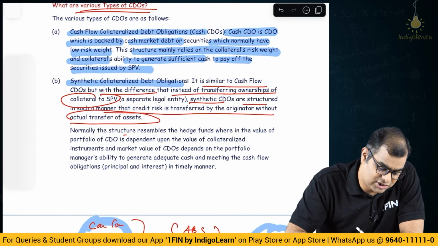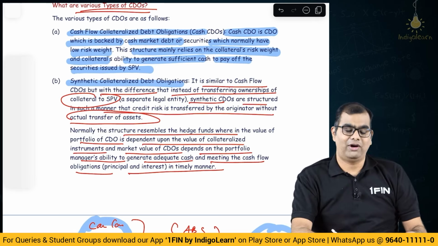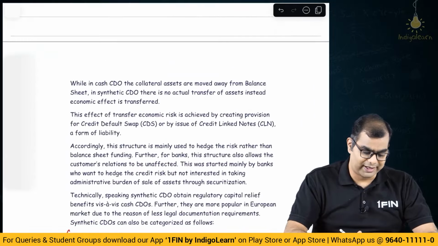Okay. Normally, the structure resembles hedge funds, wherein the value of the portfolio of CDOs depends upon the value of collateral instruments, and the market value of the CDO depends on the portfolio manager's ability to generate adequate cash and meet the cash flow obligations, principal and interest, in a timely manner. What is this confusion? Okay, we will read a couple more paragraphs and then I'll come back.